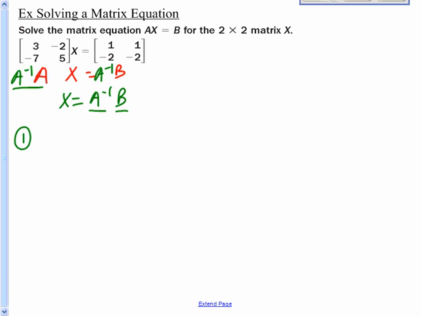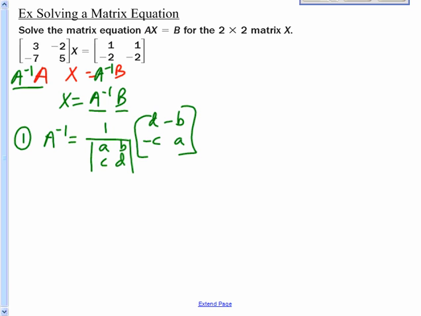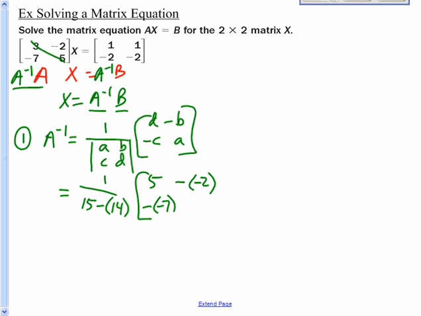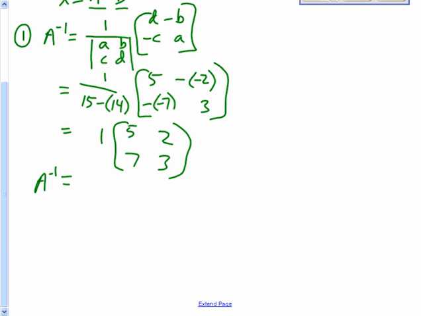Step one, A inverse is 1 over the determinant of A, times D, negative B, negative C, A. So 1 over the determinant of A. So that's 15, 1 over 15 minus 14. And then we have D, 5, negative B, negative C, and A. So we have 1 over 1. So just a 1 in front. That's not going to change anything. 5, 2, 7, 3. That's our A inverse after we multiply the 1 through.